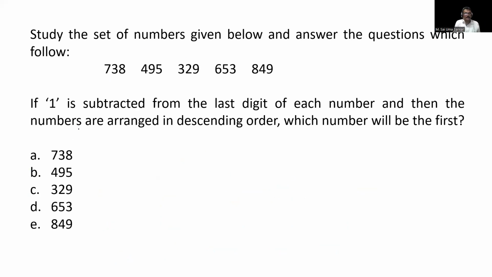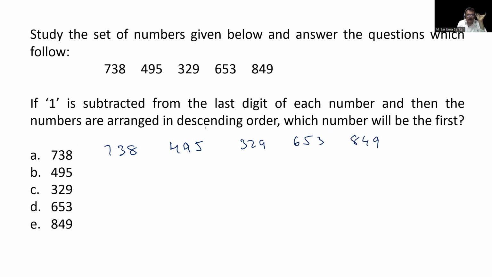Next question. If 1 is subtracted from the last digit of each number, and then the numbers are arranged in descending order, which number will be the first? Descending order. That means we require the highest number. Here numbers are 738, 495, 329, 653, 849.